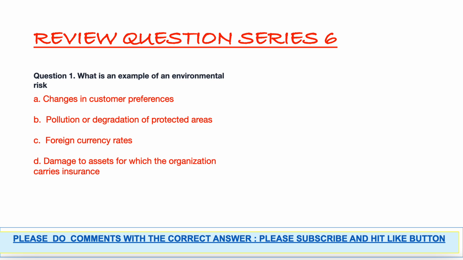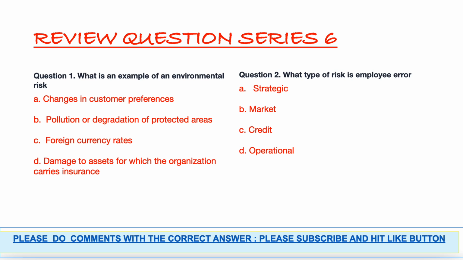Question number 1. What is the example of an environmental risk? First, changes in the customer preferences; pollution or degradation of protected area; foreign currency rate; and at last, damage to the assets for which the organization carries insurance. Next question. What type of risk is employee error? First, strategic, market, credit, operational.